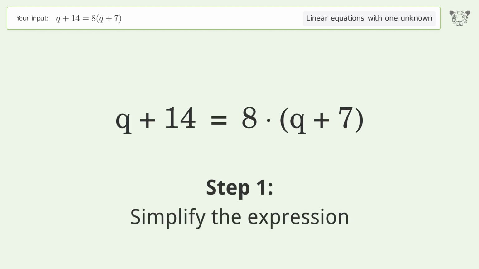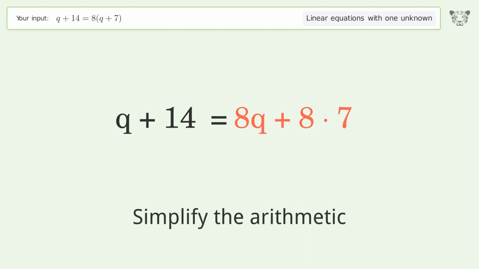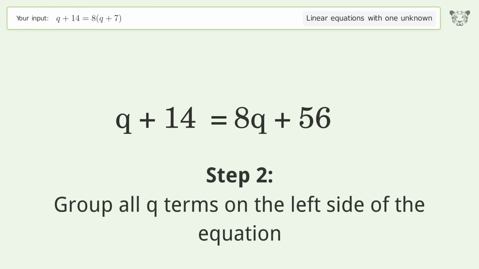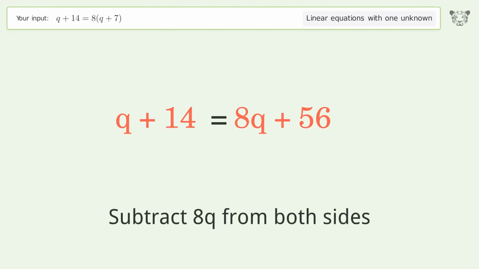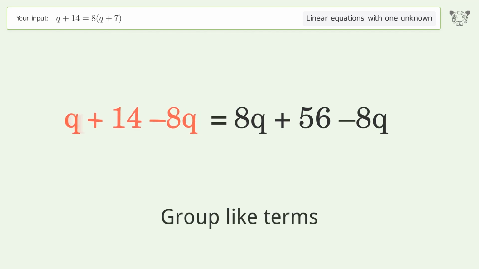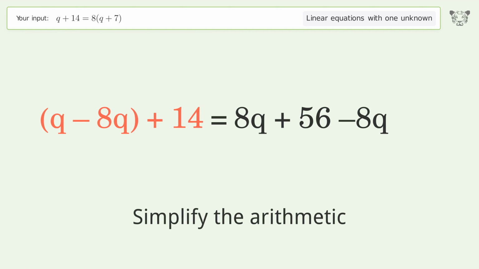Simplify the expression. Expand the parentheses. Simplify the arithmetic. Group all q terms on the left side of the equation. Subtract q from both sides. Group like terms. Simplify the arithmetic.